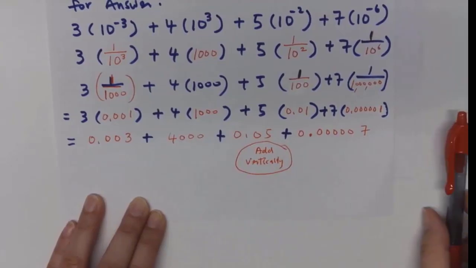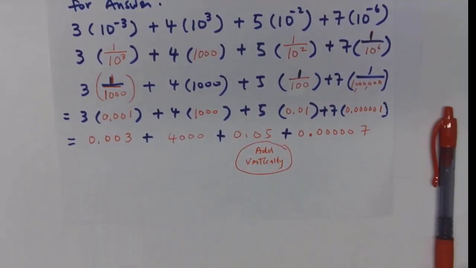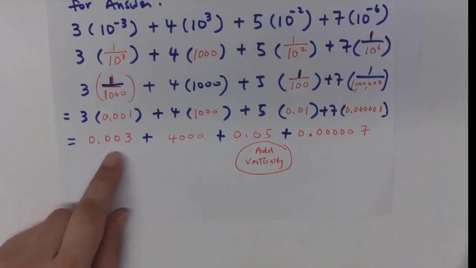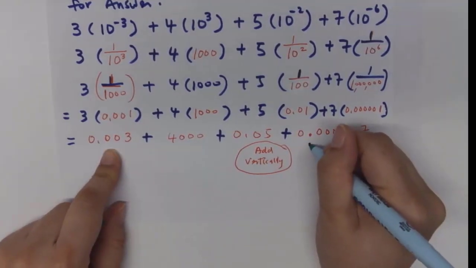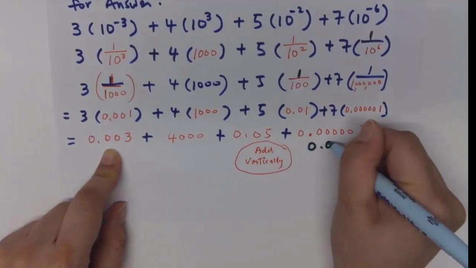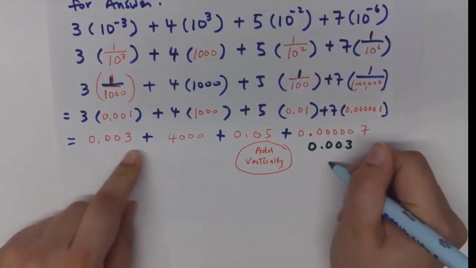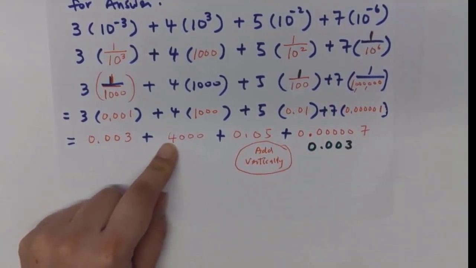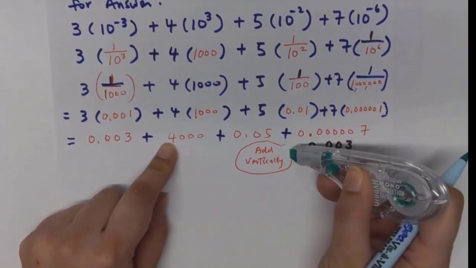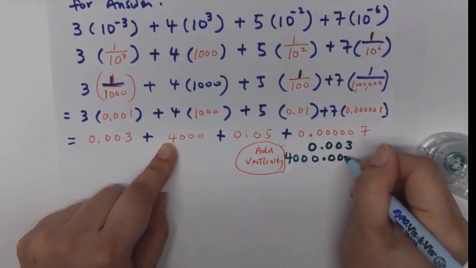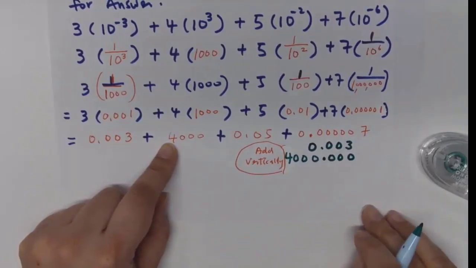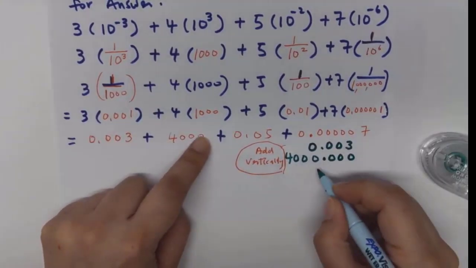When you add them up vertically, because they are decimal numbers, we need to do what? Line up the decimal. So don't rearrange their order, just do it like that. 0.003, and then we have 4,000. I need more space. Line up the decimal and place values. The next one is 0.05.